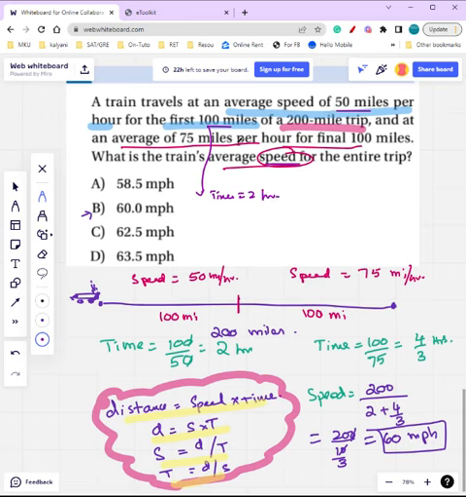And the second one is 75. So it's 100 over 75, that's going to be a time of 4/3, because 100 divided by 75 is 4/3. Now you can add these two, that is 10/3.